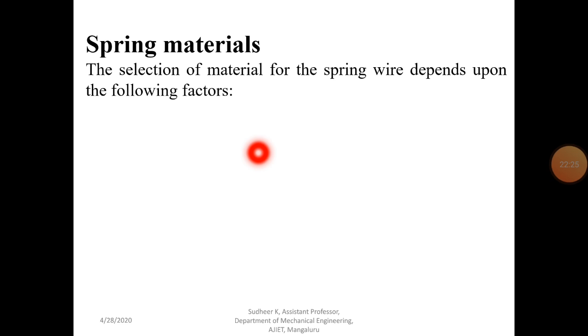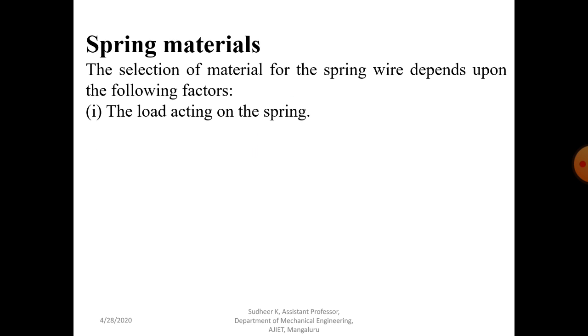Now coming to the spring material, the selection of material for the spring wire depends upon the following factors. The first factor is the load acting on the spring. So what is the amount of load that is acting on the spring? We have to know that initially, then only you can select the proper material based on load. If the load is too high, you have to select an appropriate material. If the load is minimum, you have to select an appropriate material. So the first factor is the load acting on the spring.